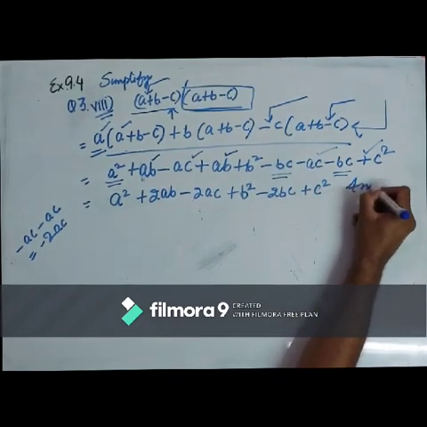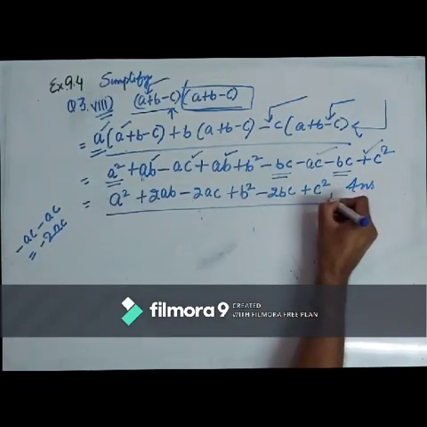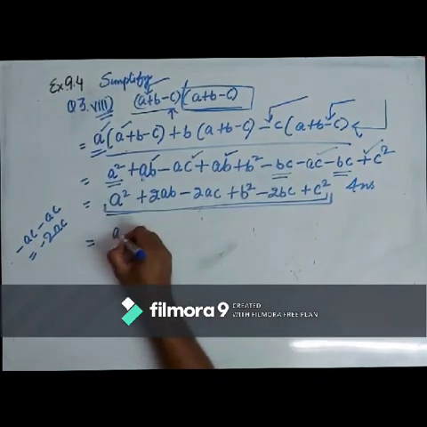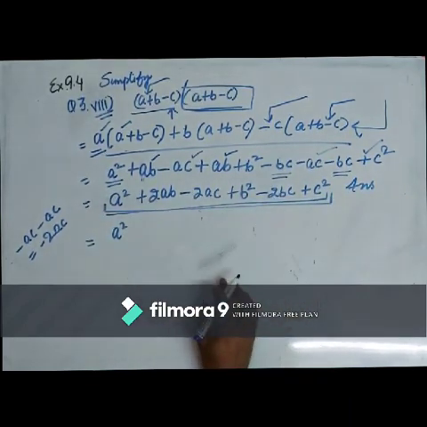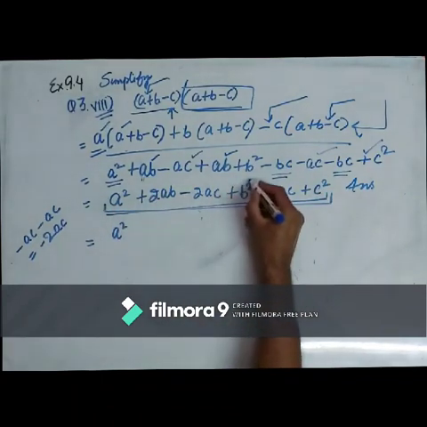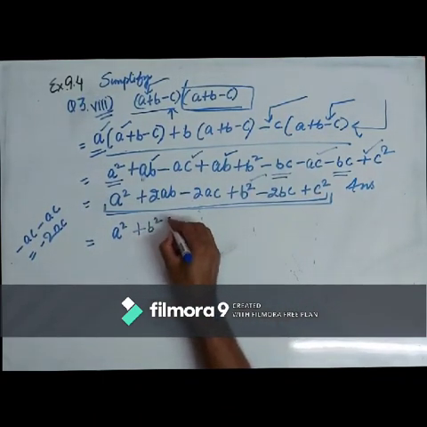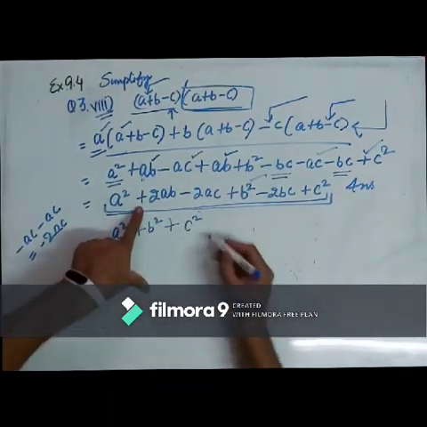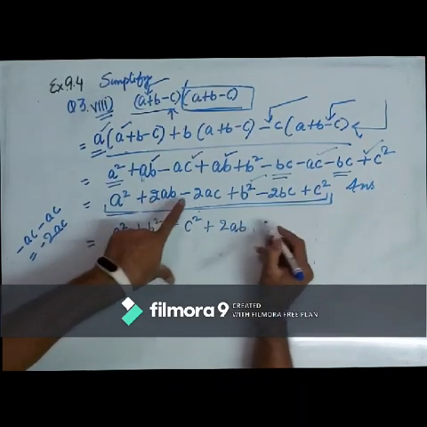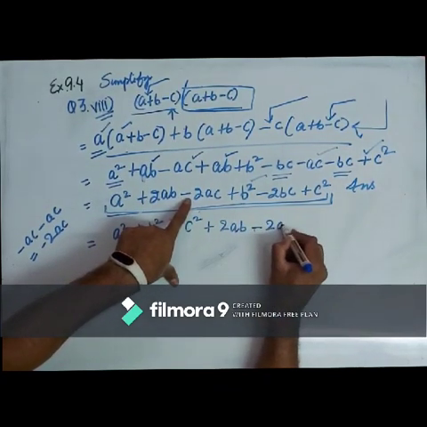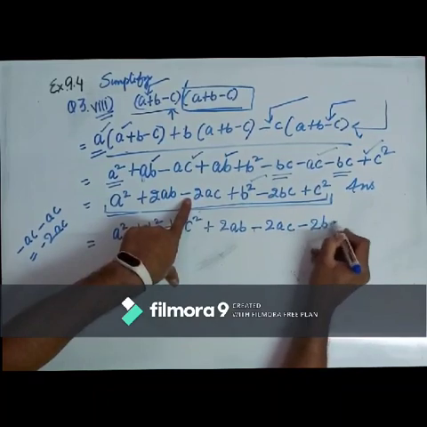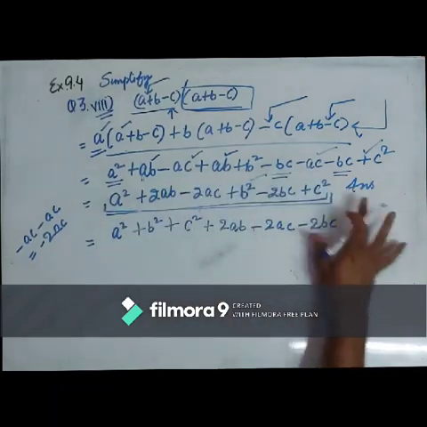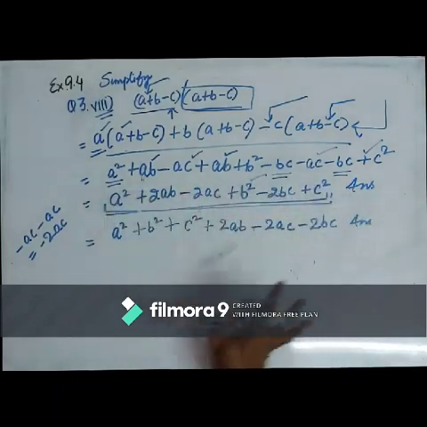This is your answer basically, but you can rearrange all these terms into a better pattern. Rearrange all these if you want to, otherwise this is your answer. A square plus b square plus c square, all squares taken together, plus 2ab minus 2ac minus 2bc. So this could be your answer again, but even if you are not rearranging them, this would be your final answer.